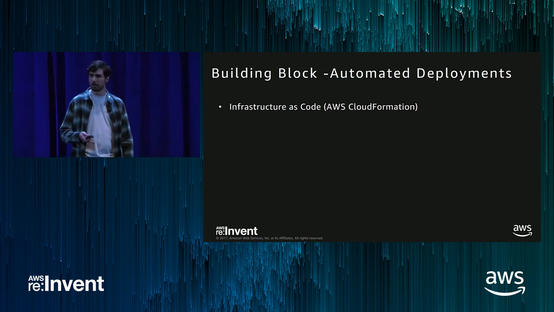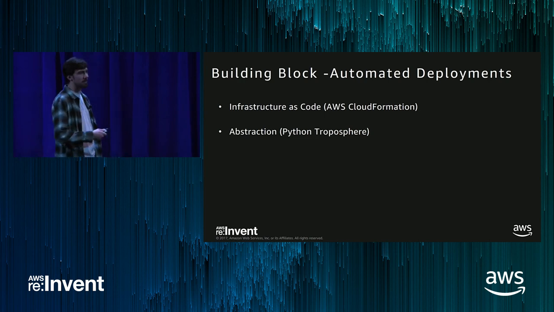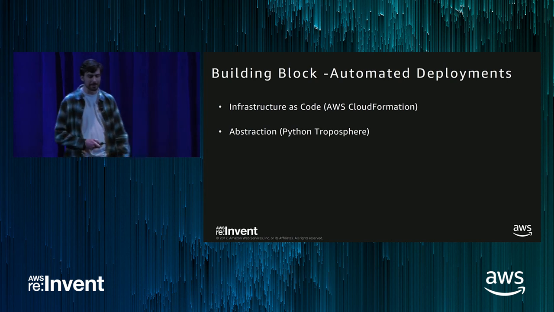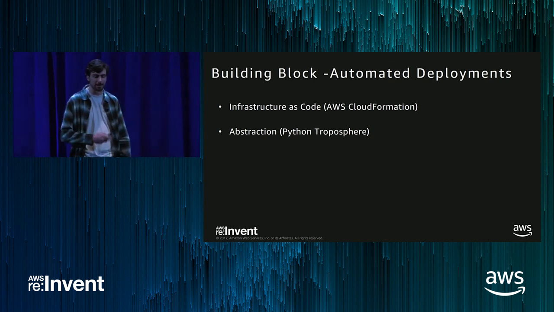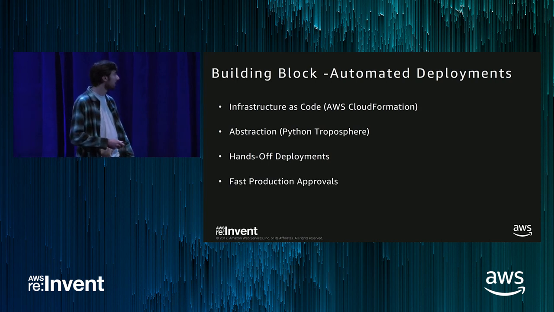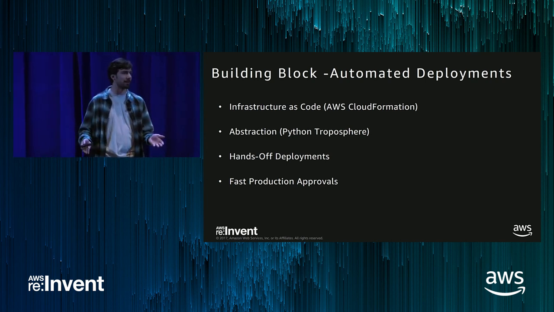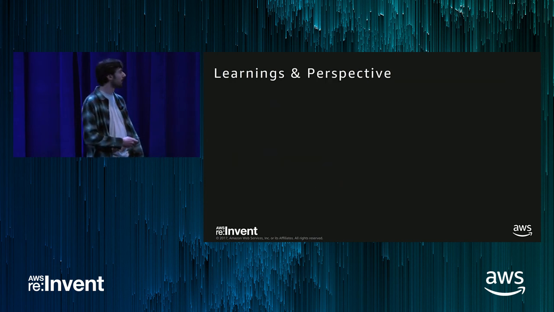And using serverless components wherever we can is also a huge goal. And abstraction of a lot of this is important too, because everyone needs to be able to support this. I mean, you have to think about maintainability as you go along in putting together frameworks like this. So we use Troposphere, a Python module, to actually do that abstraction of the CloudFormation templates. And hands-off deployments and fast production approvals are very important here too. We don't want our tech support people having to do tedious things and clicking and waiting and things like that. It should be one request, and they get what they want after waiting a period of time.